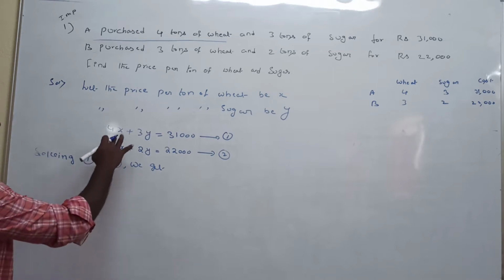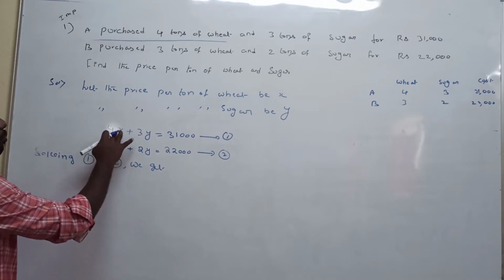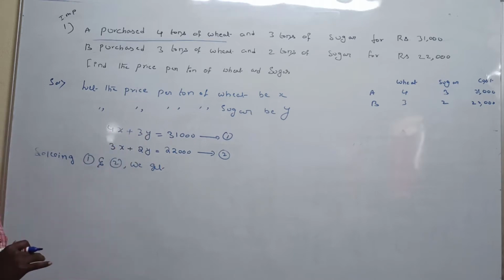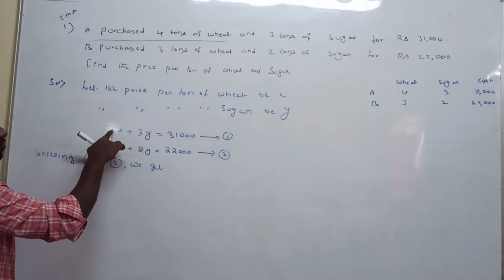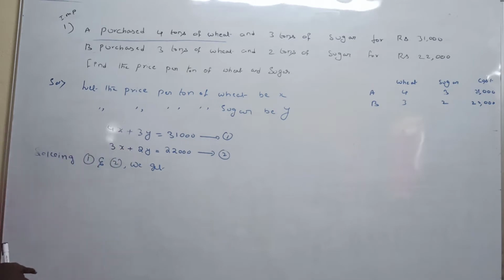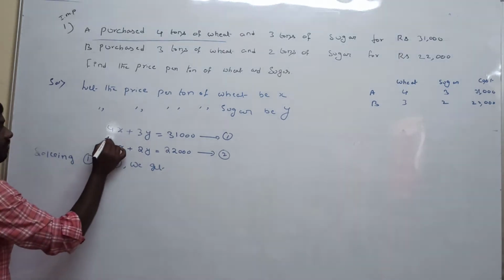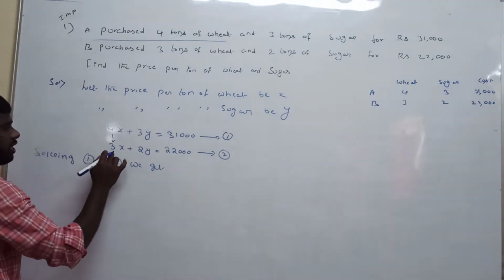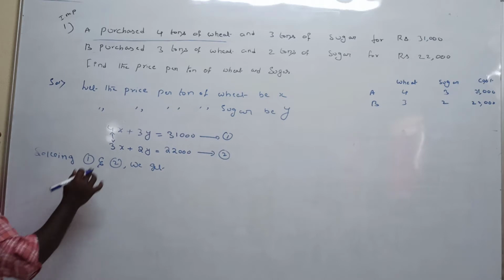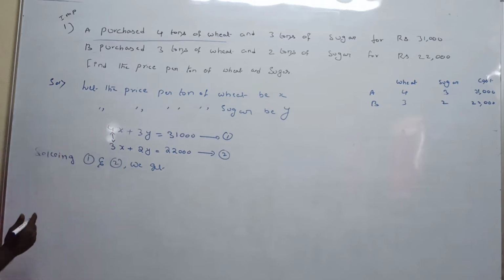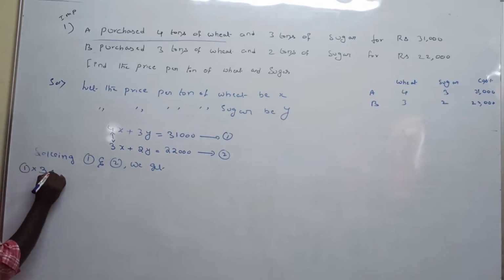Elimination method means whenever the x coefficients or y coefficients of both equations are equal, elimination is possible. Here your x coefficient is 4 and the other x coefficient is 3, so both are not equal. That's why we interchange the multipliers. Equation 1 is multiplied by 3, and equation 2 is multiplied by 4.